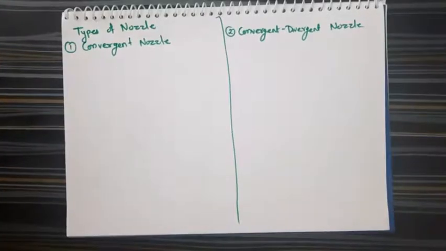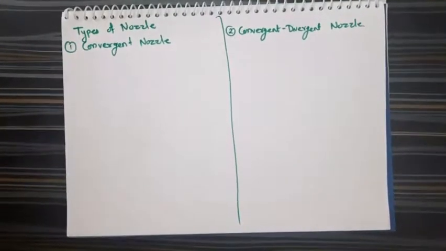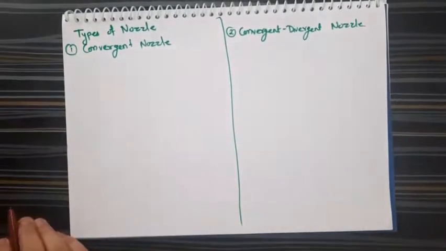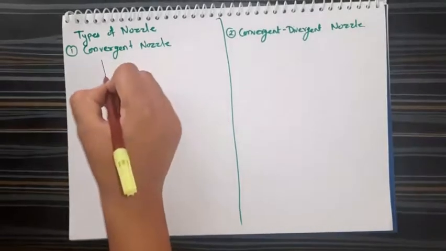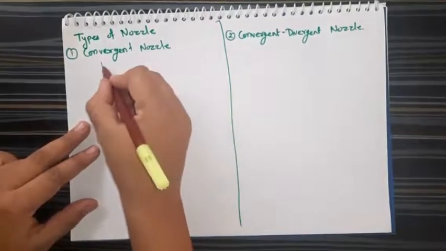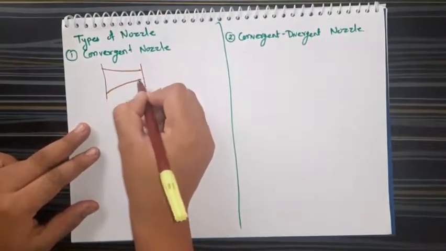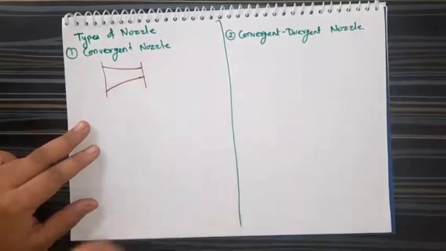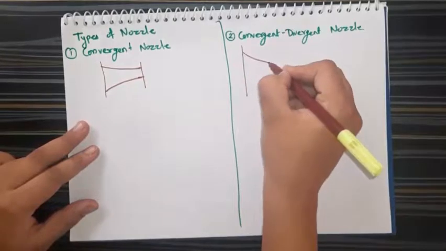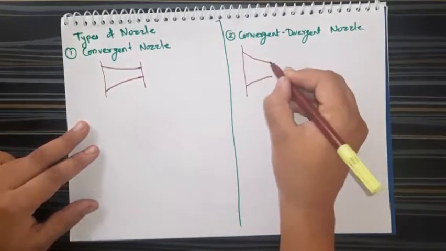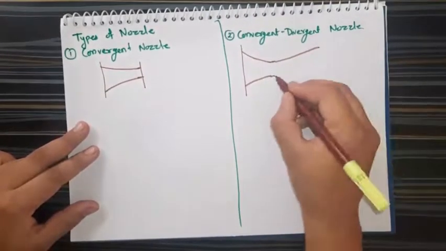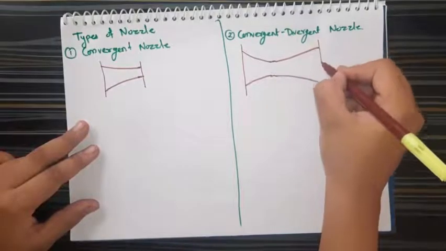Now let's see the types of nozzle. First one is a convergent nozzle and second one is a convergent divergent nozzle. Let's draw the schematic for this. Convergent nozzle has a uniformly decreasing cross-section area, while a convergent divergent nozzle has an initially decreasing cross-section area, then there is a throat part, and again an increasing area, that is a divergent area.